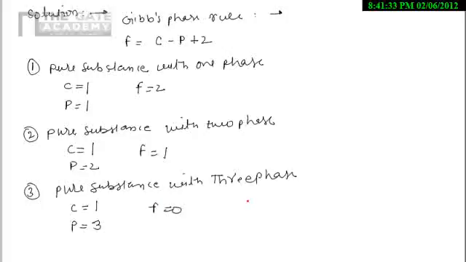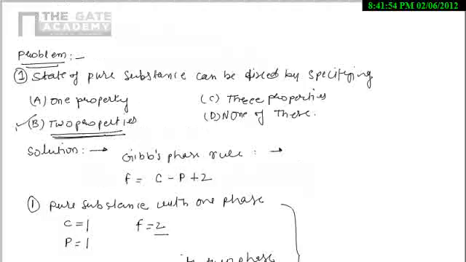So now these are all the possible cases with pure substance. We required 0 properties, we required 1, we required 2. So maximum we require 2 properties. So the state of pure substance can be fixed by specifying 2 properties. So the correct answer is B, 2 properties.